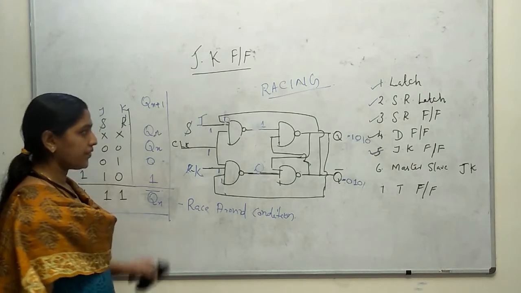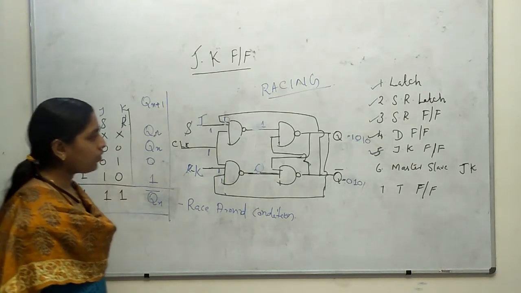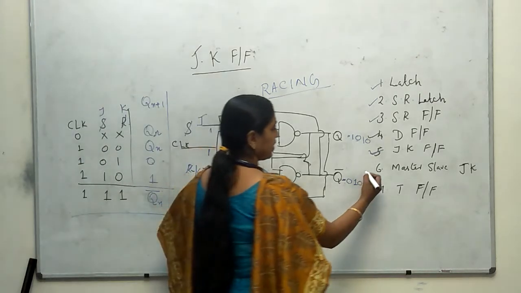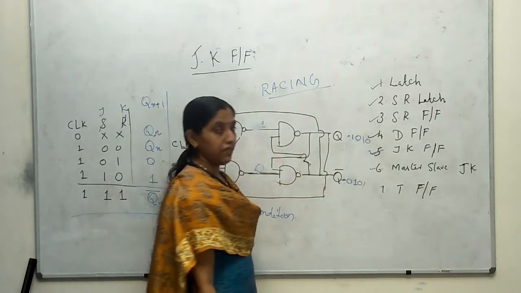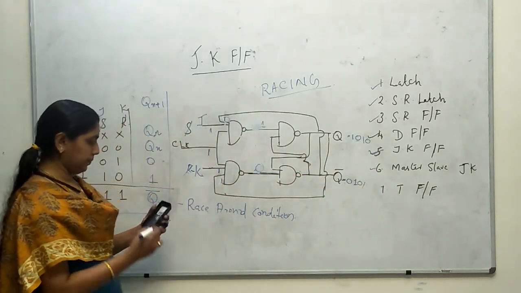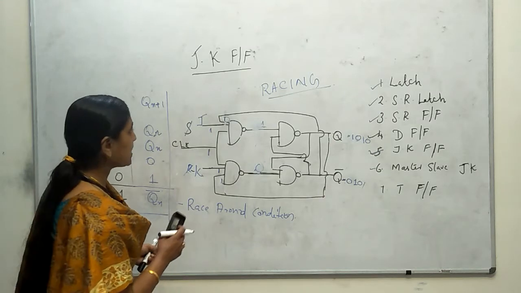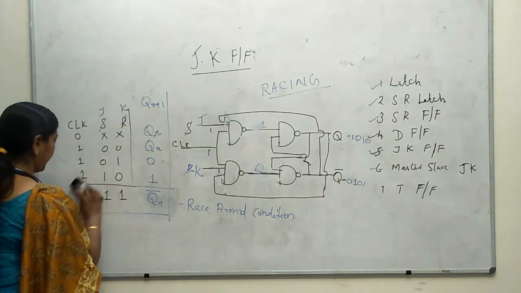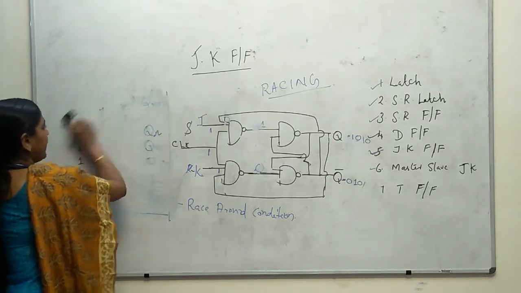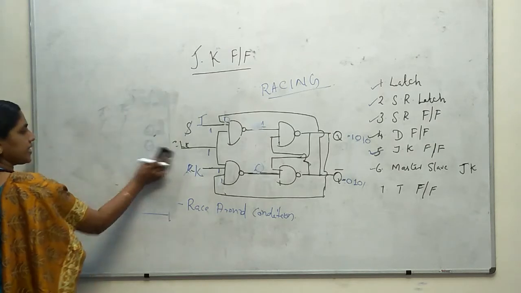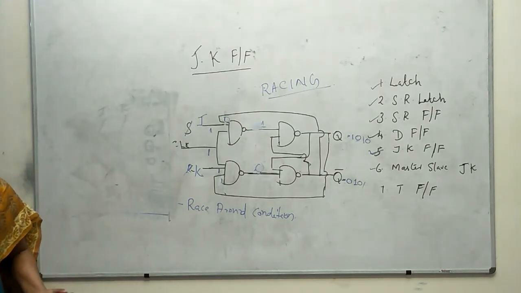So this is the case of the JK flip-flop. And now we will see the master slave flip-flop. In case of the JK flip-flop, I will give you one simple example of why we are going for master slave.